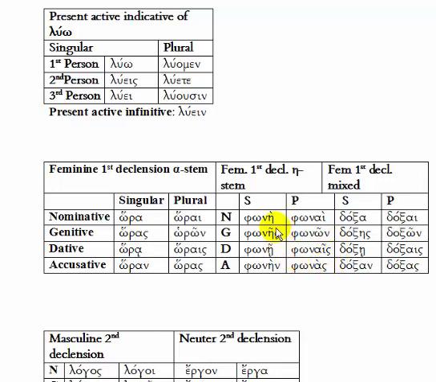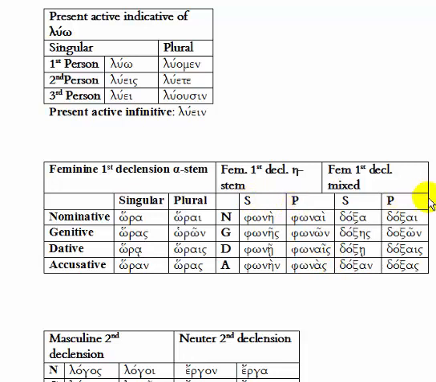Again, notice the eta is preserved here, except in the genitive and nominative and dative plurals, and the accusative. So learn that pattern as well. That comes up quite a bit too. And again, you see the singular and then the plural.